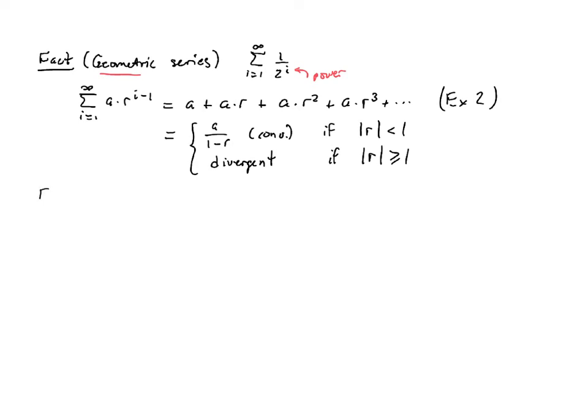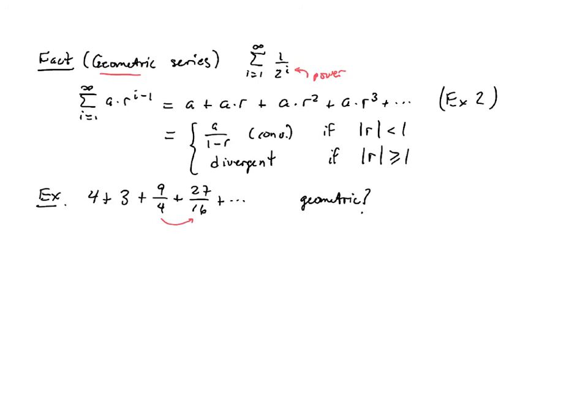So for example, if we consider the following sum, 4 plus 3 plus 9/4 plus 27/16, and so on, what we have to do in this example is recognize this as a geometric series. And the way we do that is by looking at the pattern that occurs when we move from one term in the series to the next term.